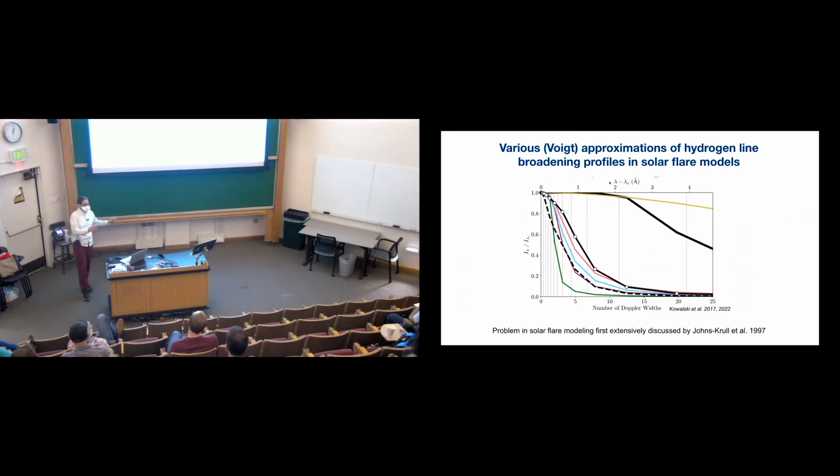So for the sake of time, I'm going to skip over this, but it's been a question for 25 years of how to incorporate approximations into radiative transfer codes using Voigt profiles. First pointed out in John Kroll, various approximations are here compared to the actual quantum theory, the thick line with the circles that we now have in RADYN.